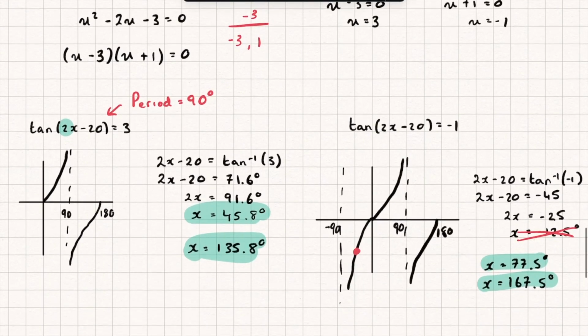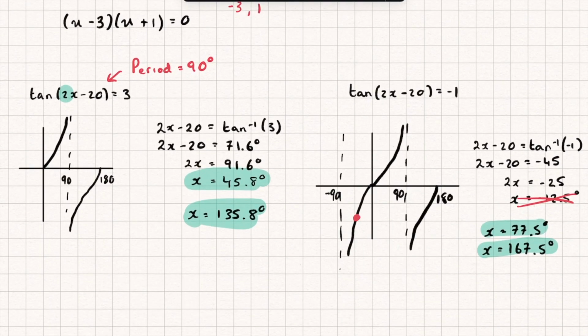So it's a bit of work, but hopefully you can see it wasn't too bad. It's just following the same process that we were doing with our standard trig equations.